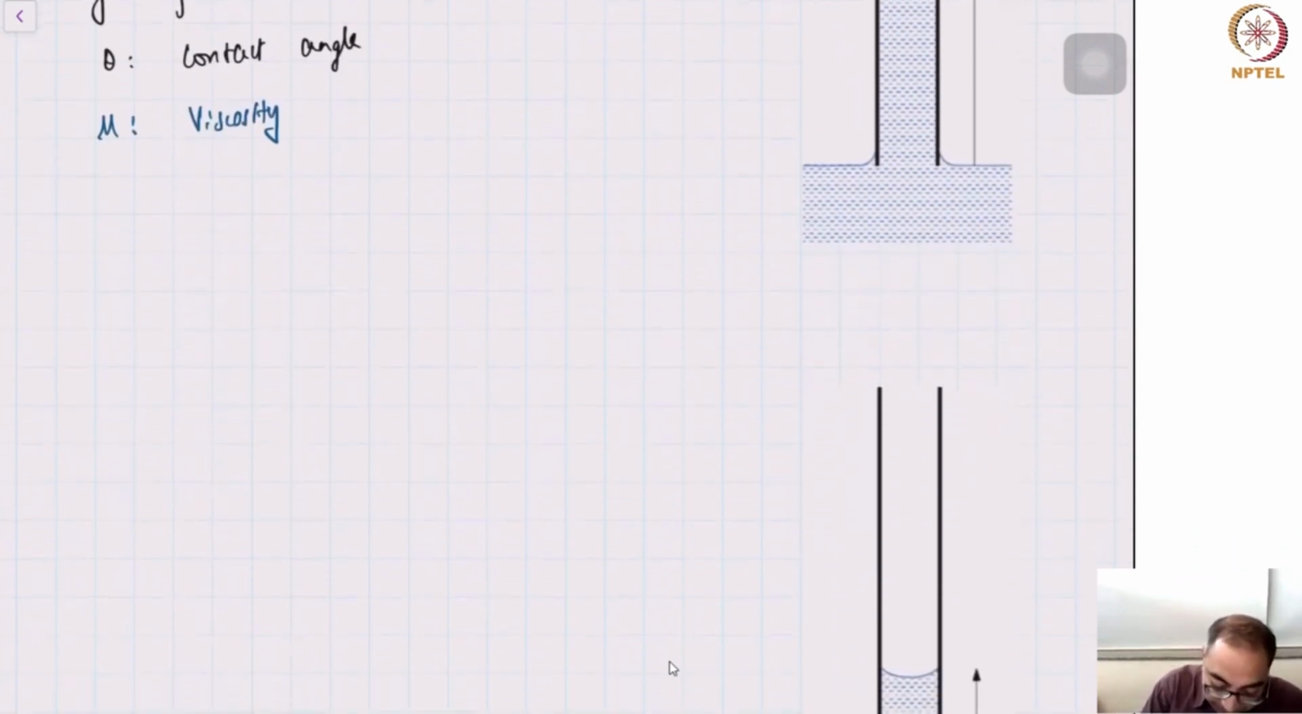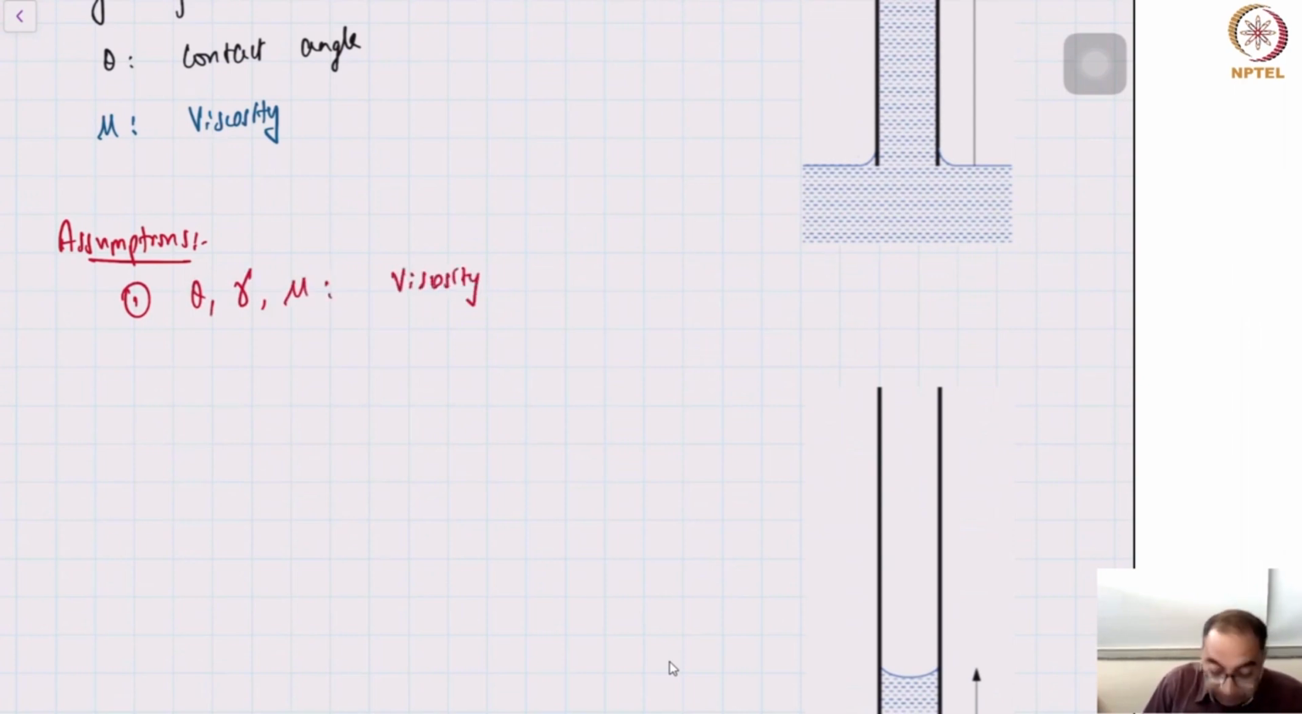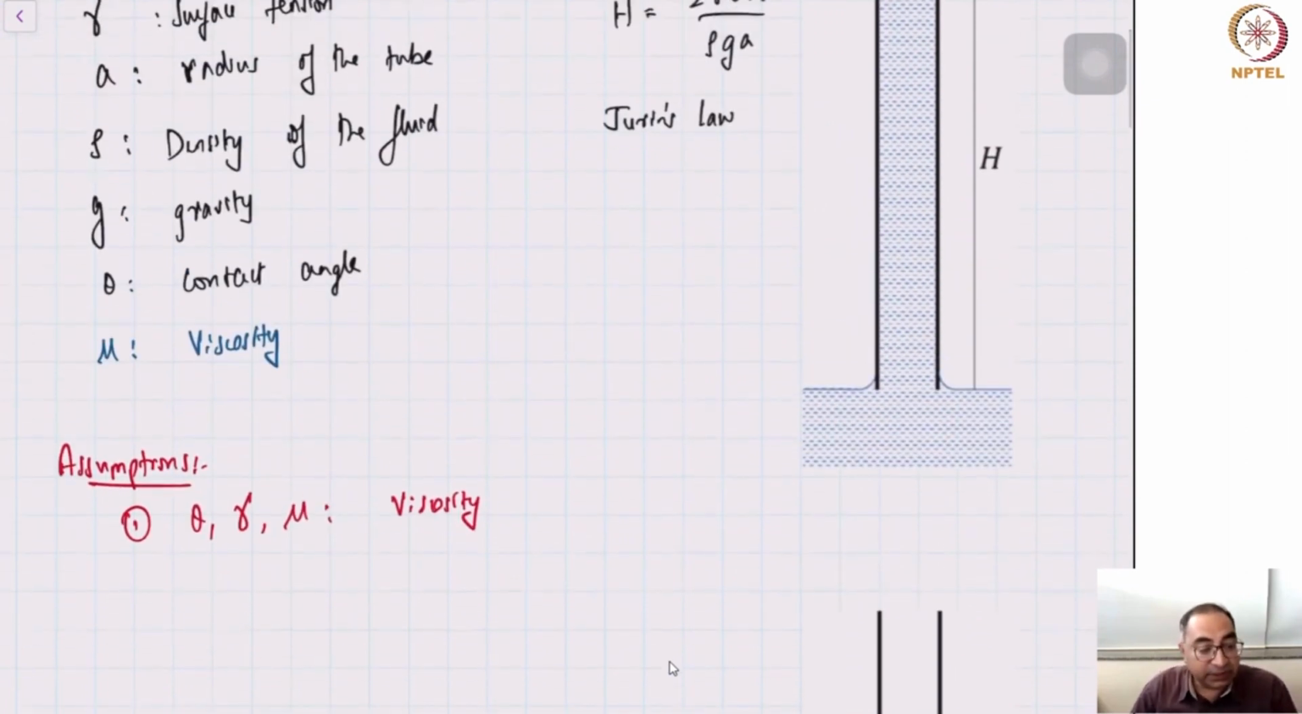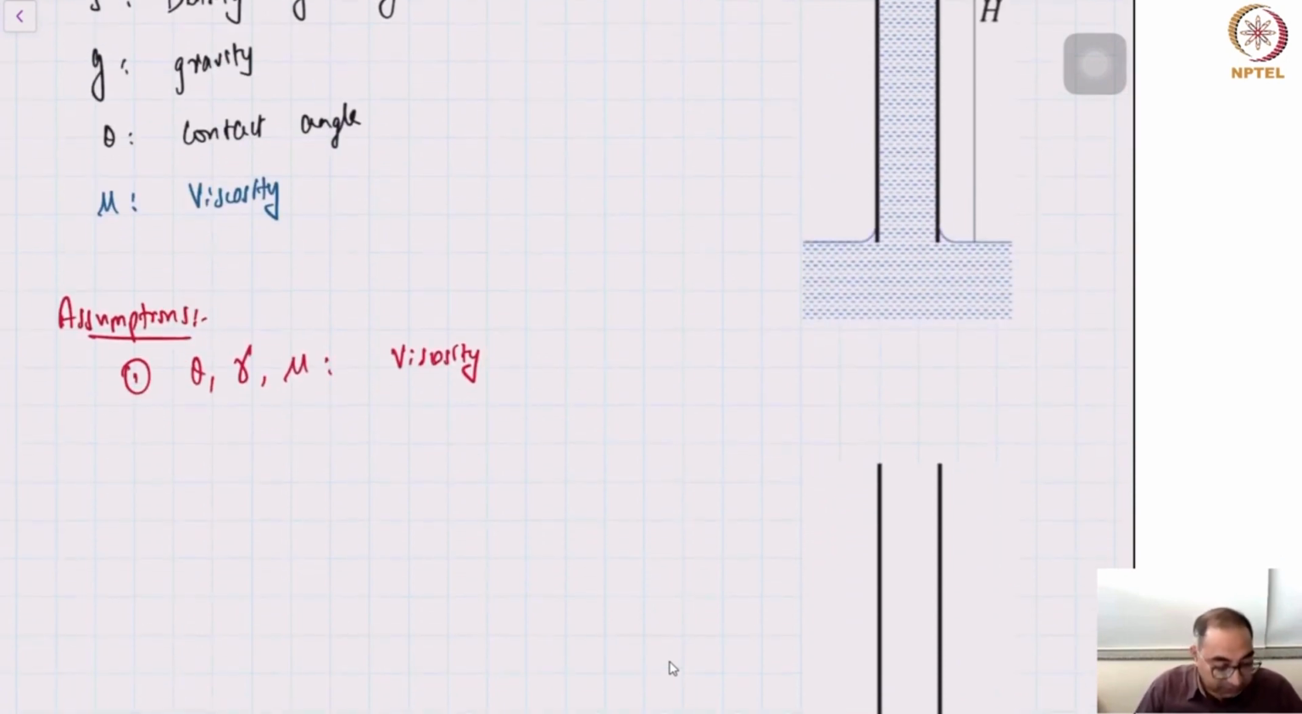So the assumptions that we'll be making are that theta, gamma, which is surface tension, and viscosity are all constant. We are ignoring more complicated aspects such as evaporation. When we say theta is constant, the surface tension force also remains constant, and the radius is also constant, therefore it's a rigid tube. We'll also be making a few other assumptions, but these are the important assumptions, and when I introduce more assumptions, I will discuss them.